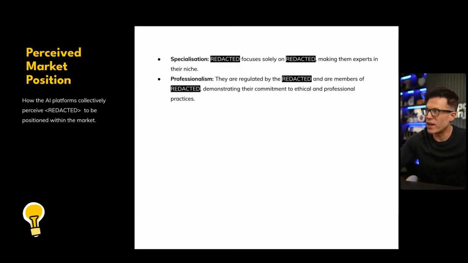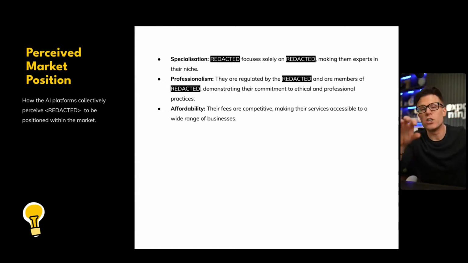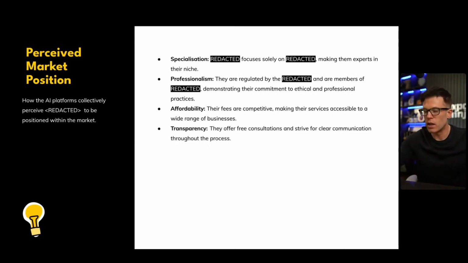They mentioned the professionalism because they were regulated and there was important information about members of a trade association. The AIs knew that this business was very affordable, which is quite important for this industry where it's often treated as a bit of a commodity purchase. So that was a really good thing to see, and showed that the positioning was very clear on the website and on the rest of the content about them.